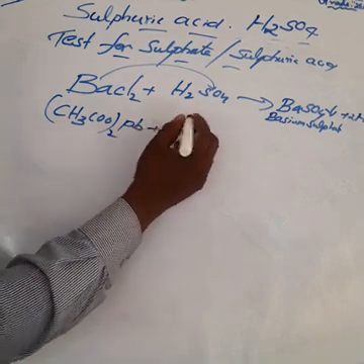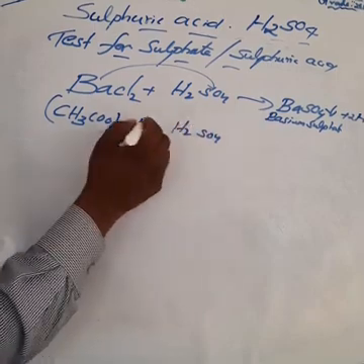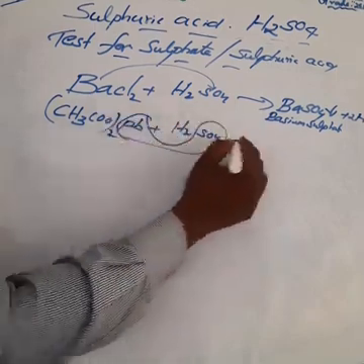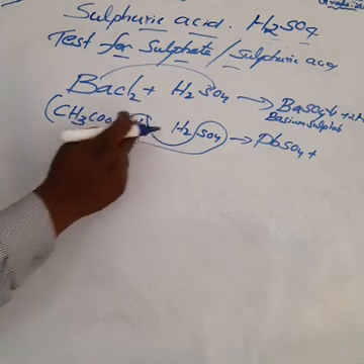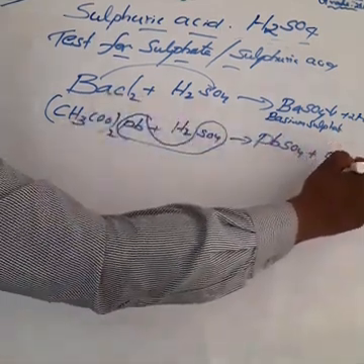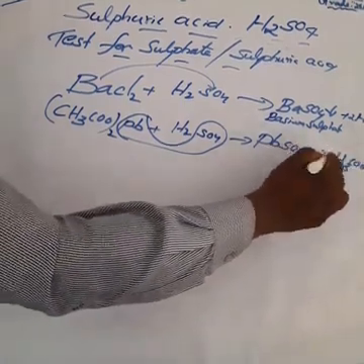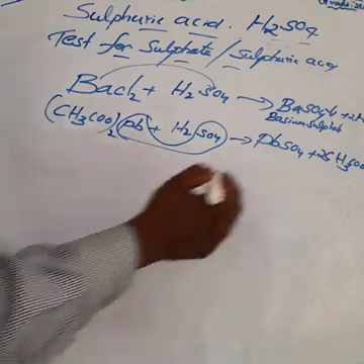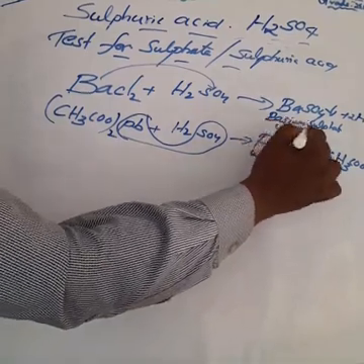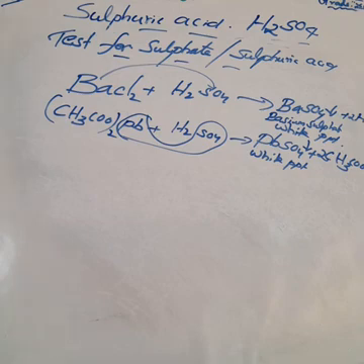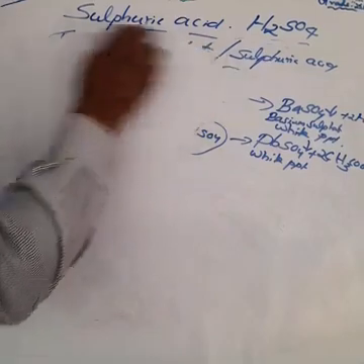This lead acetate reacts with sulfuric acid, H2SO4. Lead combines with the sulfate to form lead sulfate. And also we get 2 hydrogens, which combine with the 2 acetates to give acetic acid, CH3COOH. Here, lead sulfate is also a white precipitate. So to identify the sulfate radicals present in the salt, test for sulfate. Don't forget that. We get 2 products: barium sulfate white precipitate and lead sulfate white precipitate.